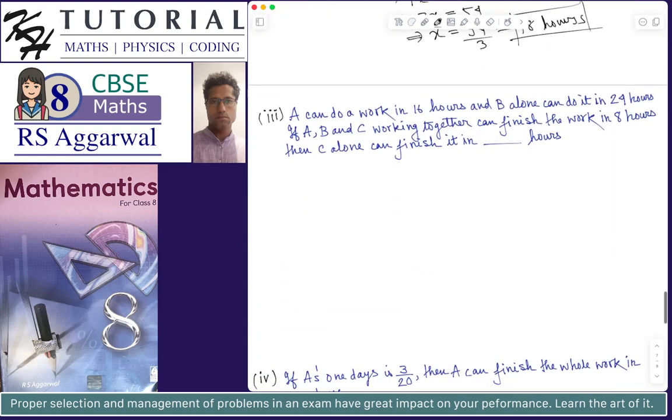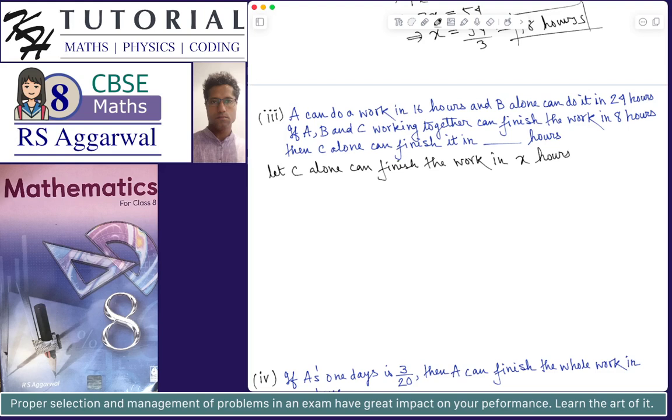Part 3. A can do a work in 16 hours and B alone can do it in 24 hours. If A, B and C working together can finish the work in 8 hours, then C alone can finish it in how many hours? Okay. So let C alone finish the work in X hours.